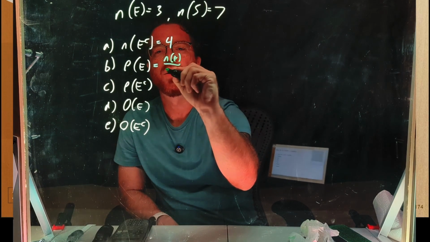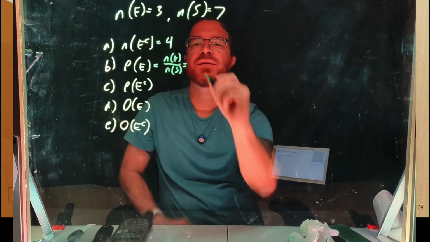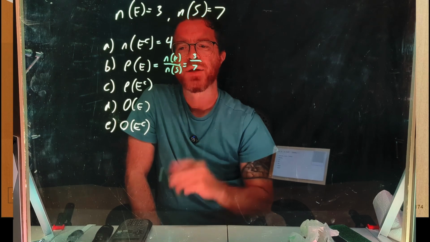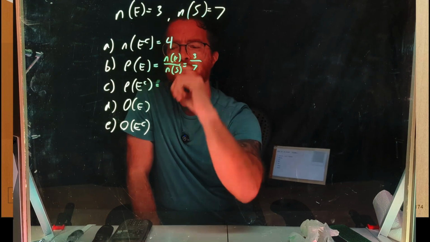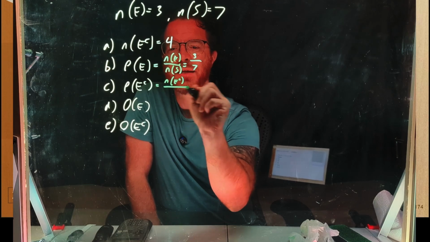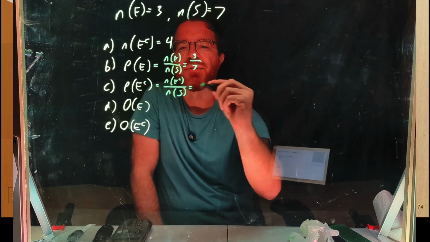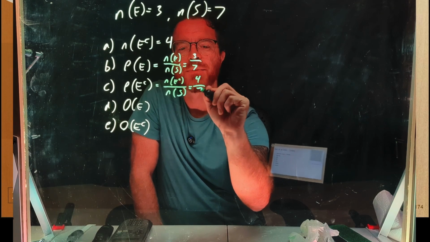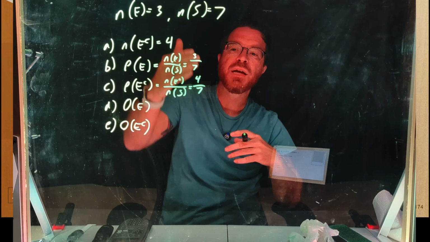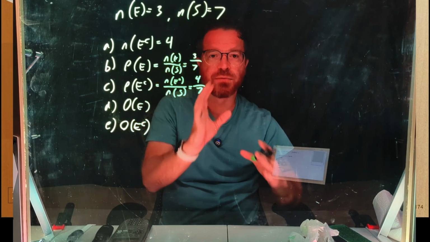over the number of outcomes in the sample space. Well, the number of outcomes in E is 3, and the number in our sample space is 7. Similarly, the probability of not E would be the number of outcomes in not E over the number of outcomes in the sample space, which we just said is 4, so this would be 4 over 7. And if we were to add these together, what happens? You have 3 over 7 plus 4 over 7 gives us 7 over 7, which does equal 1, which is good.